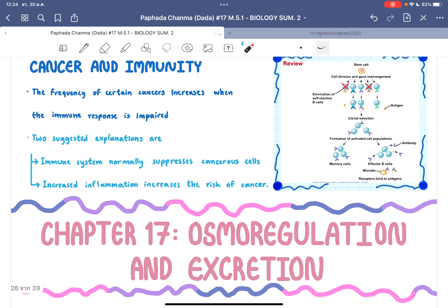Cancer and immunity. The frequency of certain cancers increases when the immune response is impaired. Two suggested explanations are, first, the immune system normally suppresses cancerous cells. Second, increased inflammation increases the risk of cancer.